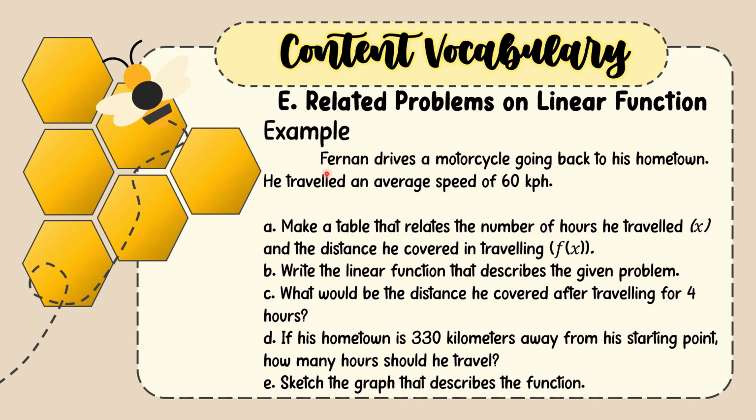Fernand drives a motorcycle going back to his hometown. He traveled at an average speed of 60 kilometers per hour. First, A, make a table that relates the number of hours he traveled, that is x, and the distance he covered in traveling, that is f of x. B, write the linear function that describes the given problem. C, what would be the distance he covered after traveling for 4 hours? And D, if his hometown is 330 kilometers away from his starting point, how many hours should he travel? And last, sketch the graph that describes the function.